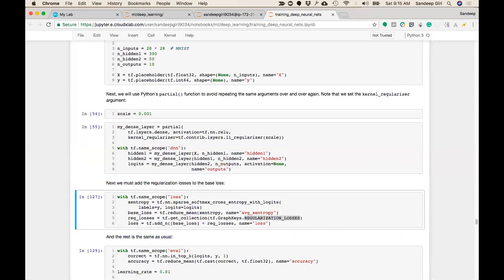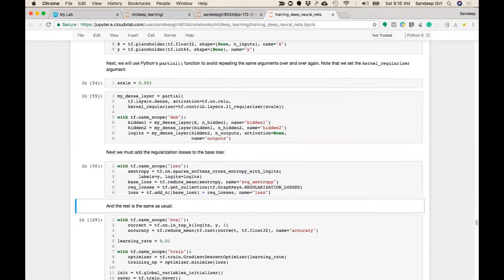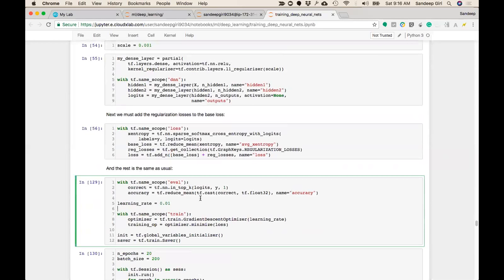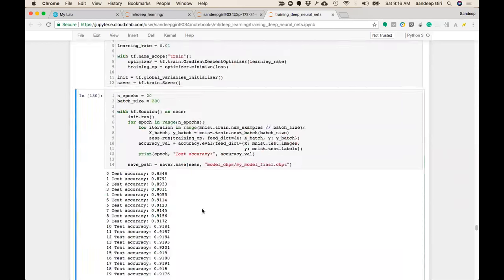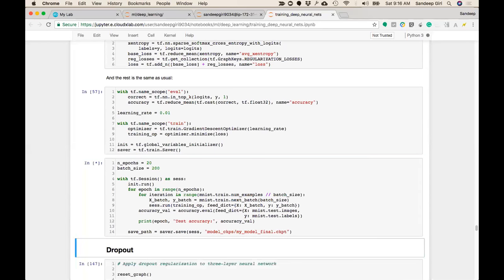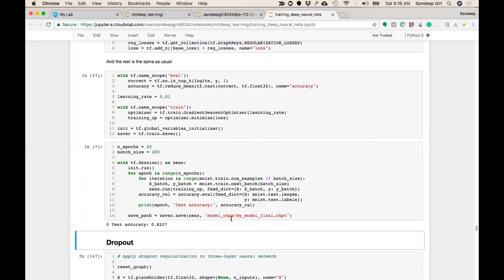Now here, once we have defined our layers, we are defining our loss function by using the base loss function, based on cross entropy, and then using the regularized losses. These are the three lines that are different. Generally we were just minimizing this loss using an optimizer. Now we have added this term as well. Then we can run it. The rest of it remains the same.